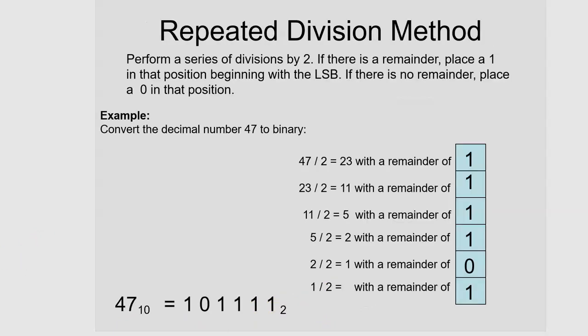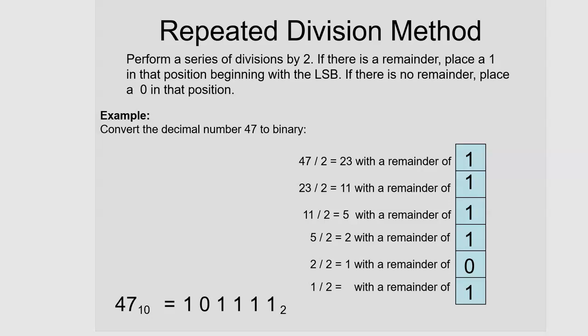Here's another way I can convert a decimal number to binary. This is called the repeated division method. And it's pretty simple. All you're going to do is take the decimal number you want to convert and keep dividing that number by 2. And you'll end up with a remainder all the time, but I should say, a remainder of either a 1 or a 0. And that remainder becomes the binary number that we're looking for.